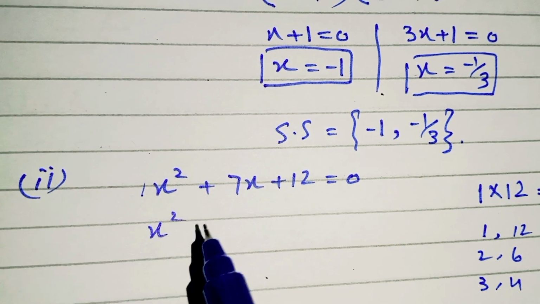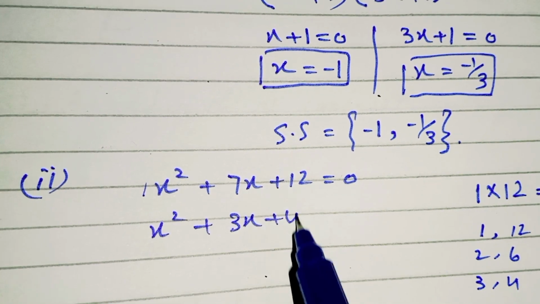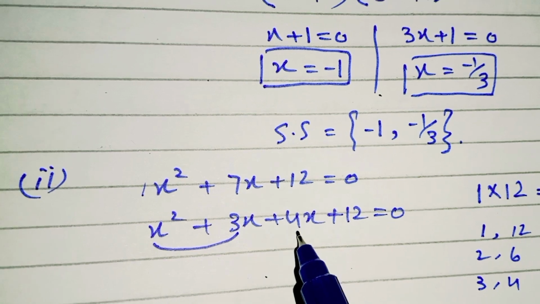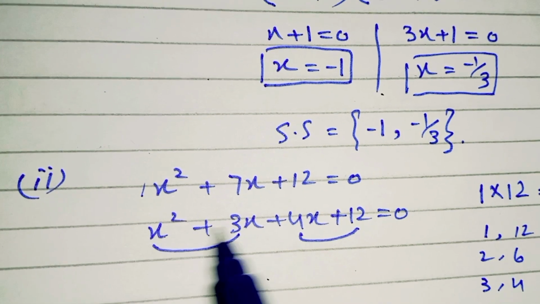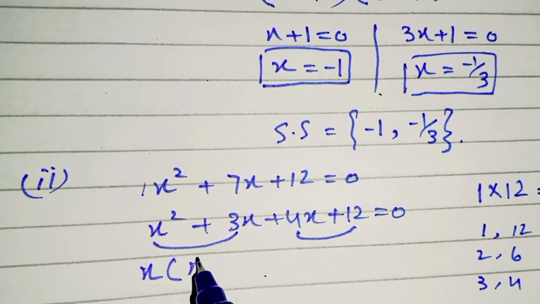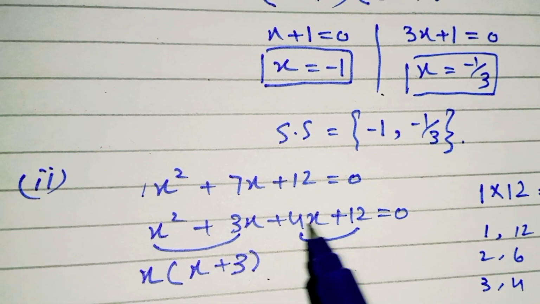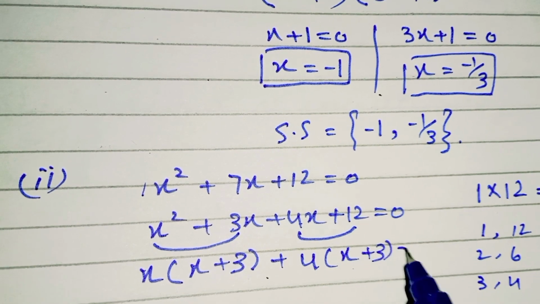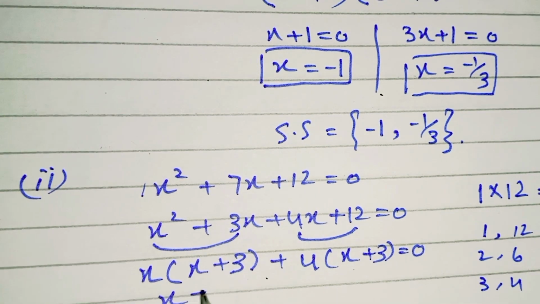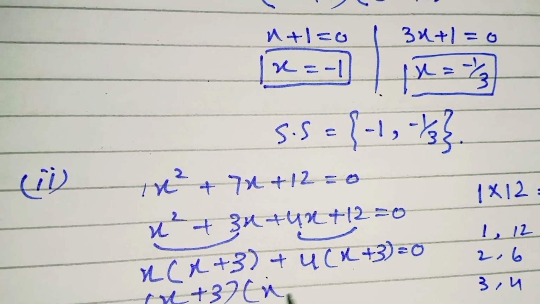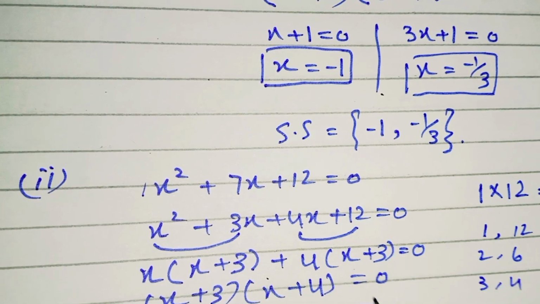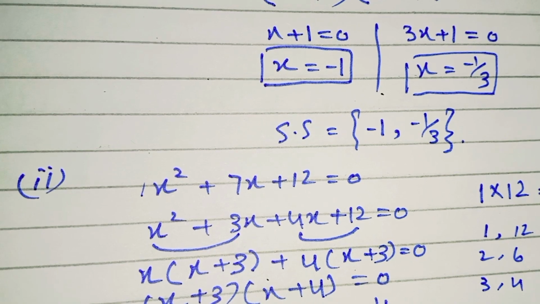So we have x square plus 3x plus 4x plus 12 is equal to 0. Now we pair the terms, taking common x from the first 2 terms. We have x plus 3, and taking common 4 from the second 2 terms, we have 4 into x plus 3 is equal to 0. This expression becomes x plus 3 into x plus 4 is equal to 0, and we have x is equal to minus 3 and x is equal to minus 4, which are the required answers.